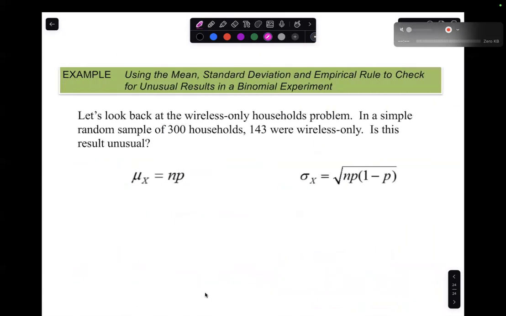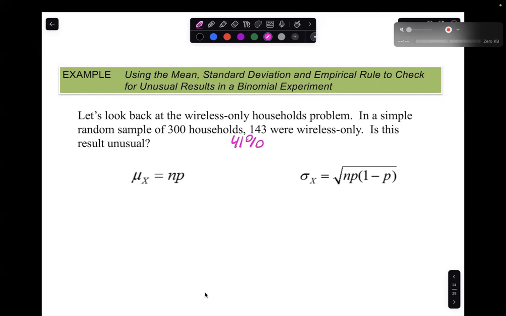I would like you to try this one, whatever method you choose. So, in a simple random sample of 300 households, 41% are wireless only. That's really ugly. I'm going to rewrite it. Okay. So I would like you to calculate, would it be unusual to have exactly 143 that are wireless only if I had a simple random sample of 300?